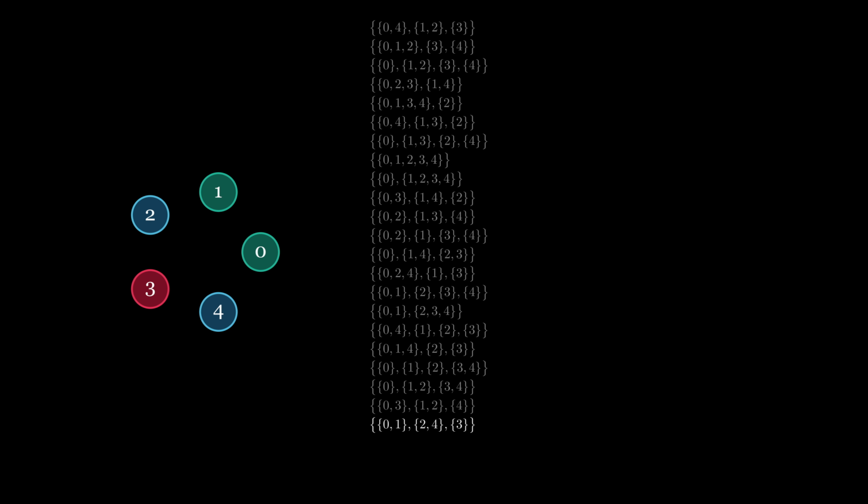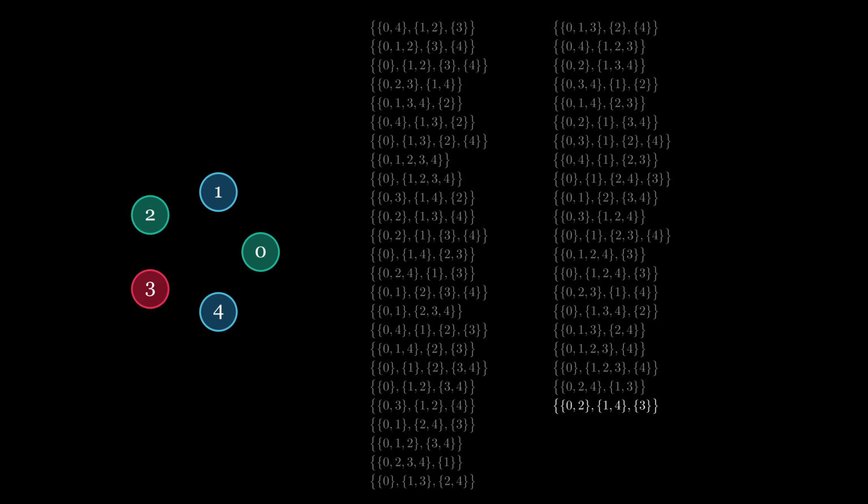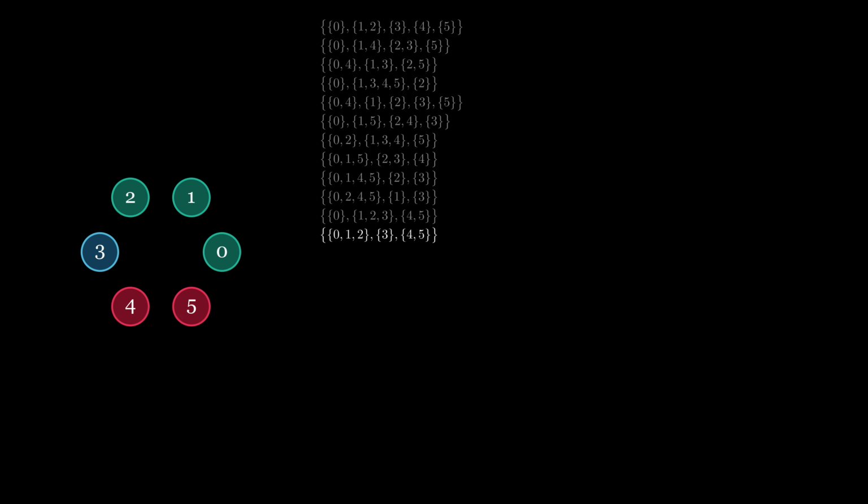What about a graph with 5 nodes? We already get 52 possible partitions. Put just one more node in it, and we end up with 203 partitions.